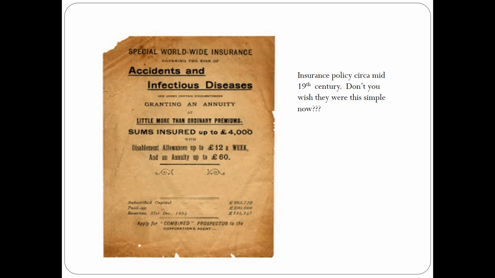I just wanted to show you this. We were talking about the history of insurance. This is an actual insurance policy from the mid-19th century, the mid-1800s. Wow. This is your insurance policy. Can you imagine? It says covering the risk of accidents and infectious diseases, granting you an annuity, sums insured up to £4,000. This is from England. Disablement allows up to $12 a week and a yearly annuity of up to £60. And that's it. That's what you got. If you showed a doctor this policy, this would be acceptable. It doesn't even have to have your name on it. That's how much insurance has changed in the last 150 years. I know people get a chuckle out of that when I show it to them.